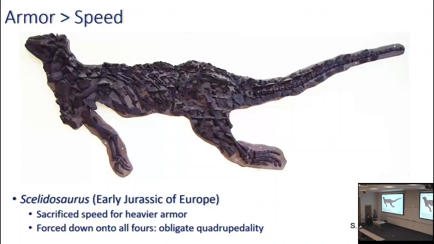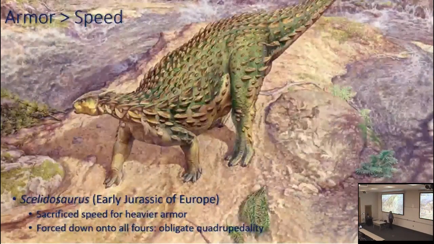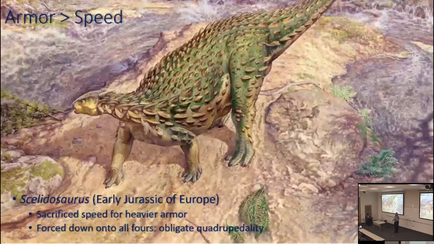Sacrificing speed for heavier armor, but a consequence of that, having this big, heavy body, means you're not going to be a biped anymore. Maybe you can raise up on your hind legs to feed on occasion or to intimidate something, but you're not going to be walking around on your hind legs. You're going to be a quadruped.